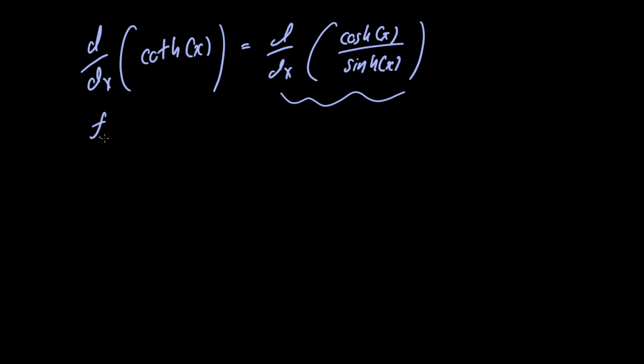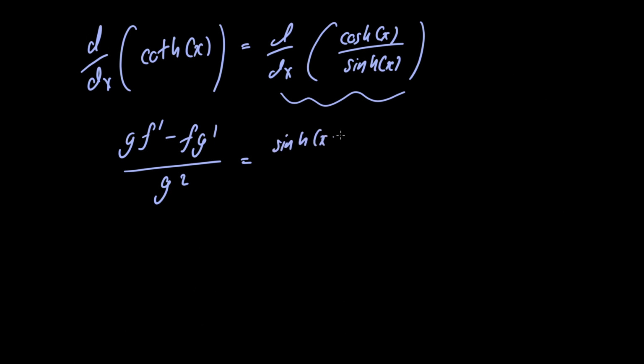You use the quotient rule whenever you want to take the derivative of something of this form. So let's go ahead and do that. So we're going to have, I'll just write it out first. This little prime sign here just indicates that we're taking the derivative of f. So we're going to have g equal to hyperbolic sine of x.